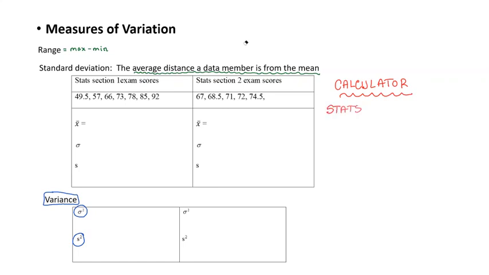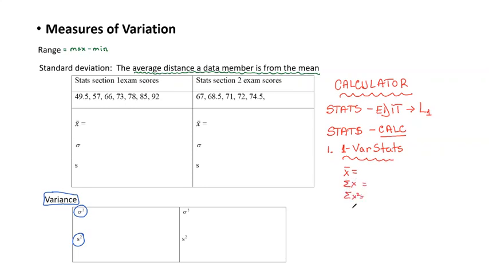Click on Stats, Edit, and plug in the data in one of the lists. I usually use list 1. Then go ahead and click on Stats again, but this time click on Calc. Under Calc, you should click on 1, which is 1-Var Stats. We've done this before when we found the measures of the center, meaning the mean. On that screen, you will see a lot of information starting with the mean, and then some summations. Scrolling down, you will see Sx, and you will also see sigma x.